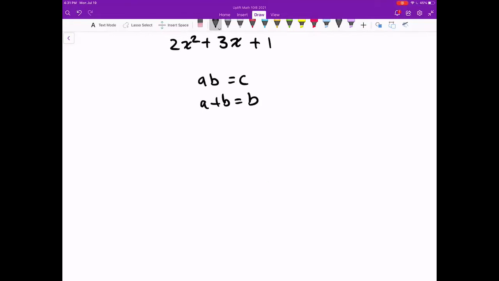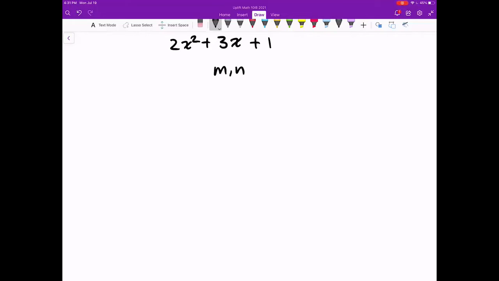Should we just call them x and y instead? Wait, no, there's already x in there. Okay, it's getting kind of confusing. It is, yeah. M and n, how about that? M and n, sure. So we have two numbers m and n, which is what we are trying to find.